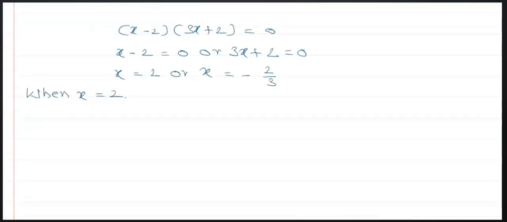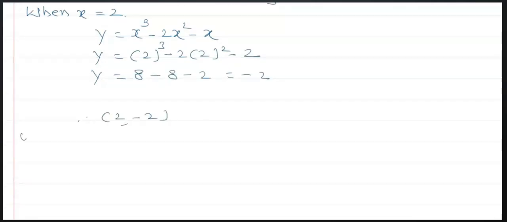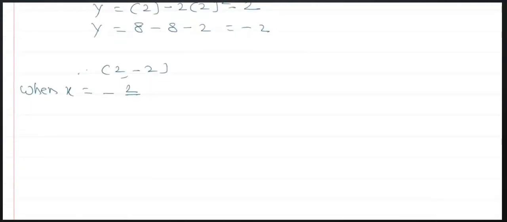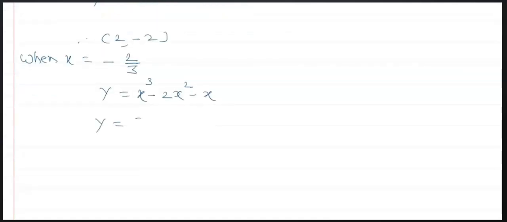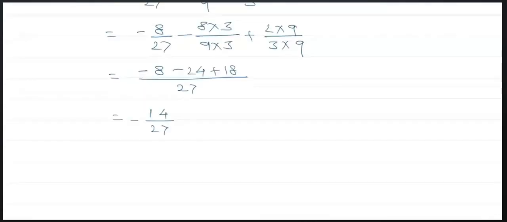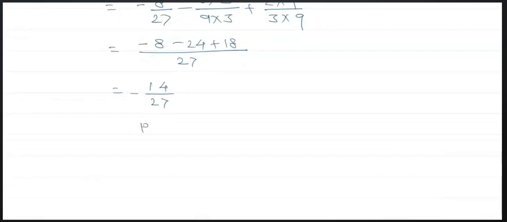Therefore, when x is equal to 2, the y value is x cube minus 2x square minus x, that is 8 minus 8 minus 2, that is equal to minus 2. The point is 2 and minus 2. And the next point is where x is equal to minus 2 upon 3. Substitute the value of x equal to minus 2 upon 3, then you will get the value, that is minus 14 upon 27.